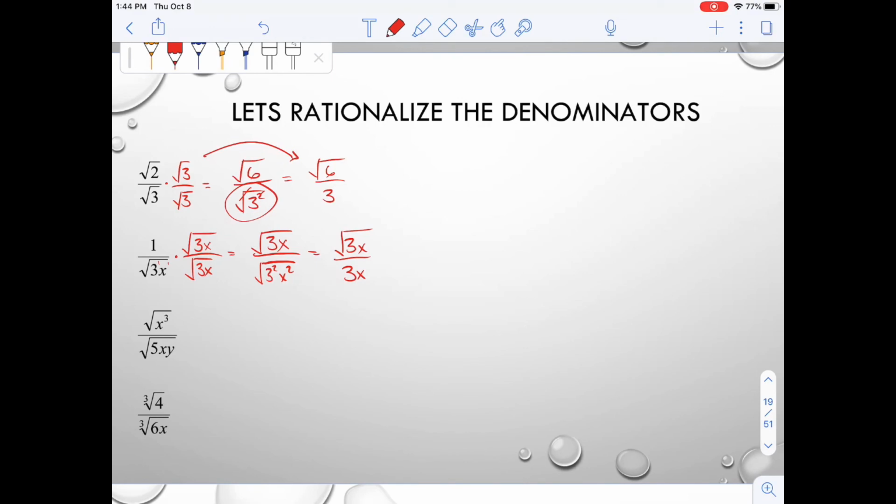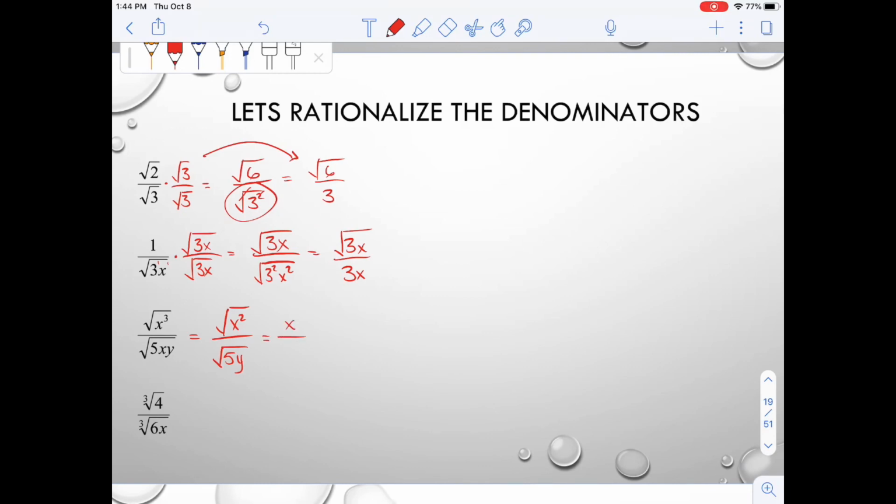Here I have the square root of x cubed over the square root of 5xy. I'm going to do this in really two different pieces here. If I look specifically at the x terms, I'm actually able to reduce some of the x's. I can't do anything with the 5 and the y in the denominator, but x cubed over x is x squared. So I have the square root of x squared over the square root of 5y. That simplifies things a little bit for me.